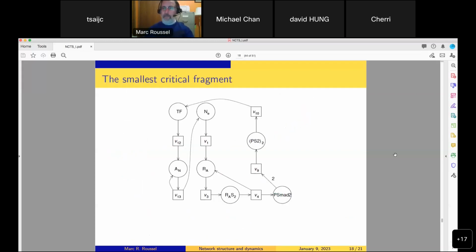So where is the bistability coming from? The smallest critical fragment, okay, so not order n. Remember, n is 13 in this model. The smallest critical fragment is this, and it's probably, I'm not going to say you could have guessed this, but it's not surprising.